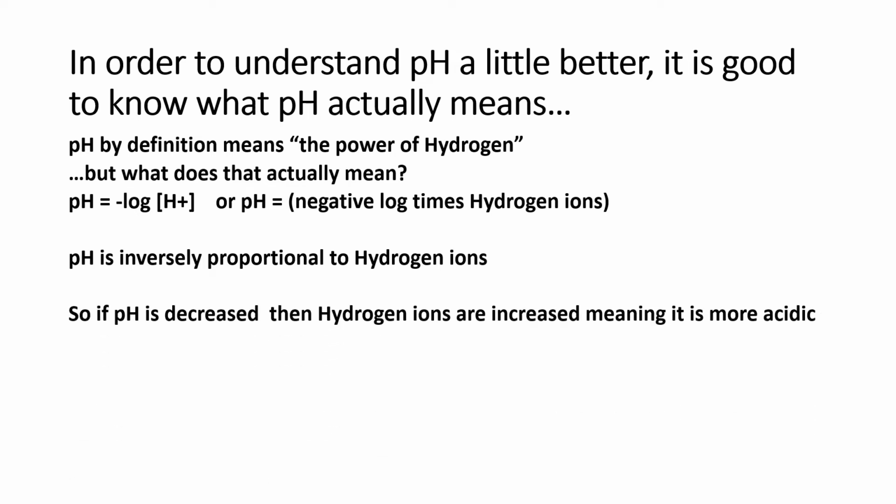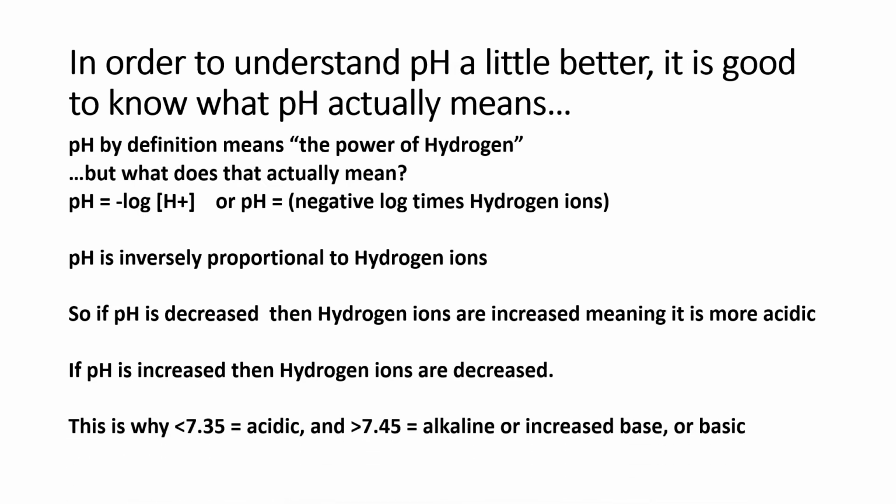So if pH is decreased, then hydrogen ions are increased, meaning it is more acidic. If pH is increased, then hydrogen ions are decreased. That is why less than 7.35 equals acidic and greater than 7.45 equals alkaline, or increased base, or basic.